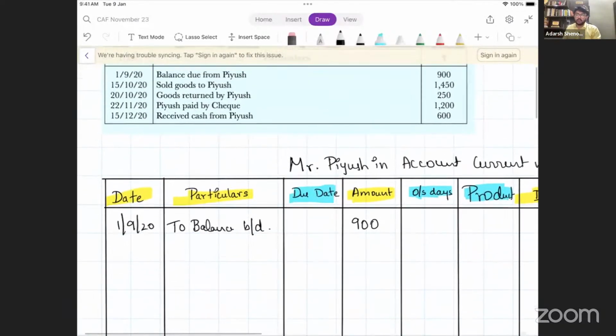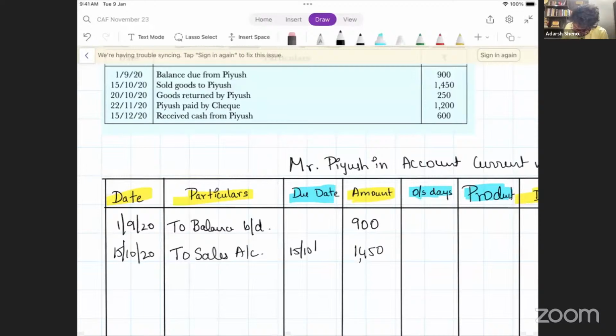Sold goods to Piyush. What is the entry for sold goods to Piyush from Amit's perspective? It's sales. Piyush's account is to be debited to sales account, right? Piyush account debit to sales account. So this is Piyush's account. On the debit side, I will have to write "To sales." Piyush account is debited and sales account is credited. The amount is 1,450. Due date is not given. We write the transaction date itself as the due date, 15/10/20.